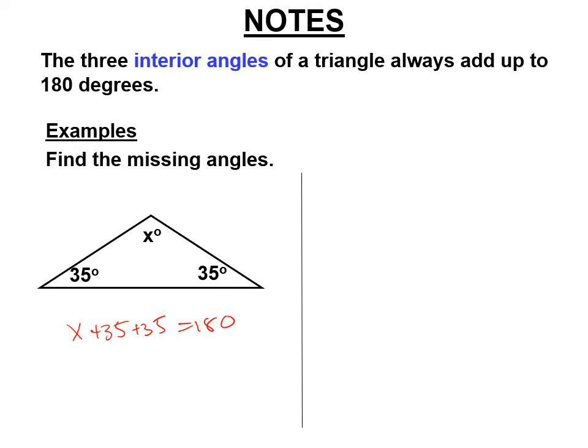We can write an equation adding up the 3 to 180, right? We can combine our like terms. We could subtract 70 from both sides, and x has to be 110.